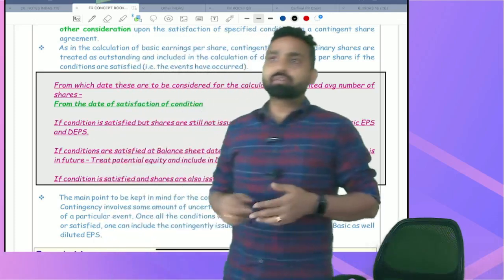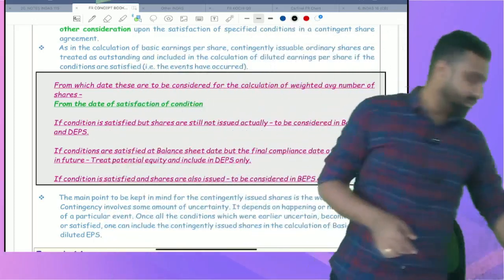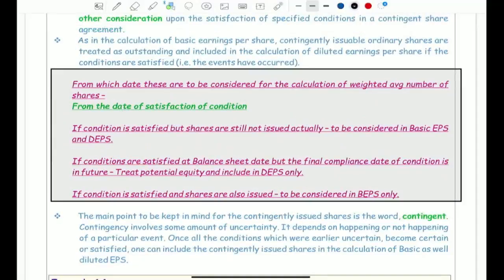So now read the point. Condition is satisfied at the balance sheet date, but the final compliance date of the condition is in future, July. You understood or not? Then treat it as potential equity and include it in diluted EPS. On the balance sheet date, you will not treat them in the basic EPS. You will treat them in diluted earning per share only.